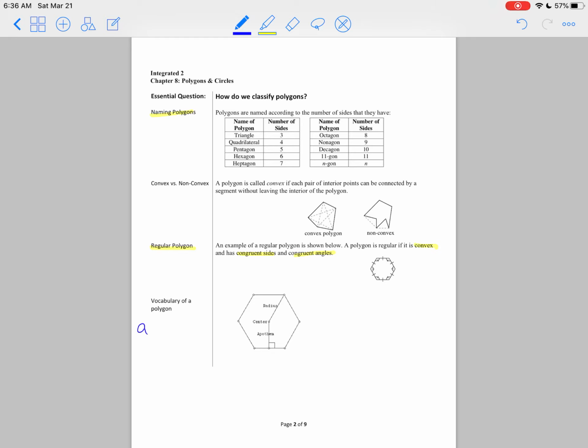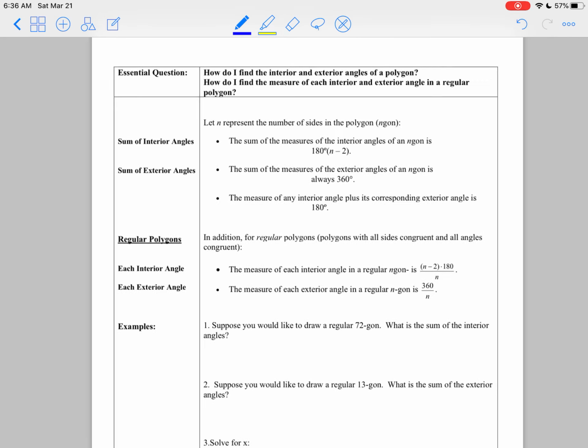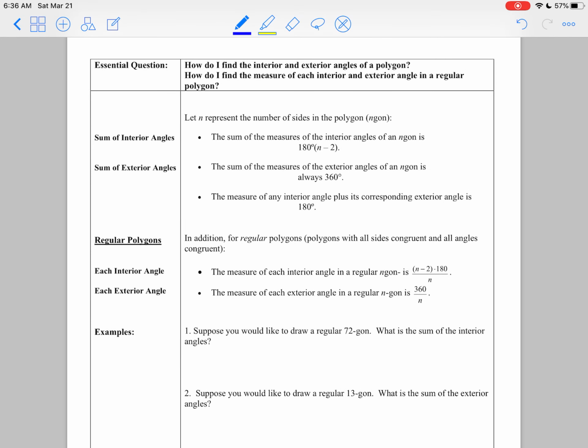And down here, vocabulary, this is mainly for the area of a polygon. The center is in the center, and it's always going to be a regular polygon. The radius is from the center to one of the points, and then the apothem is from the center down. The apothem always forms a right angle, and it also splits that side in half. Alright, so let's go to the next page.